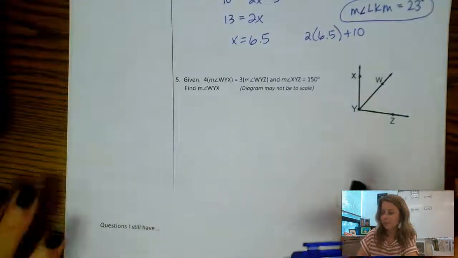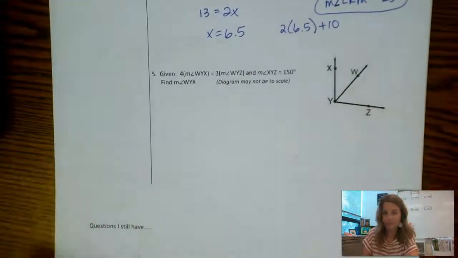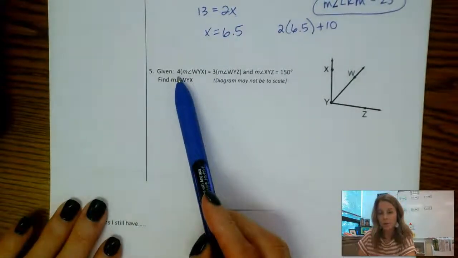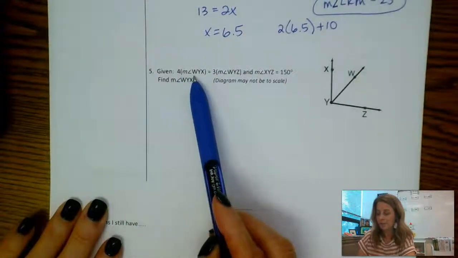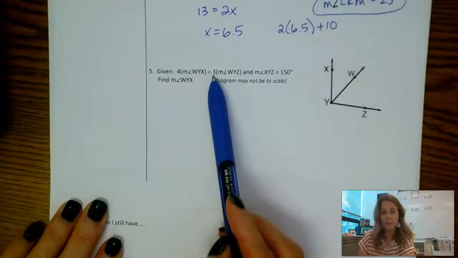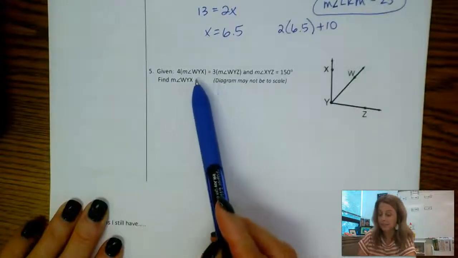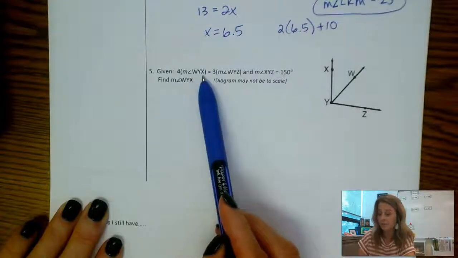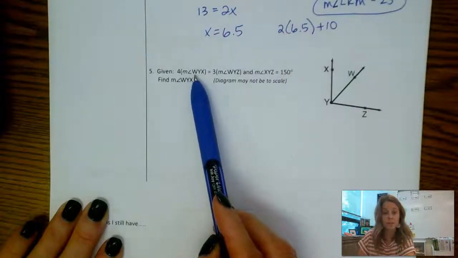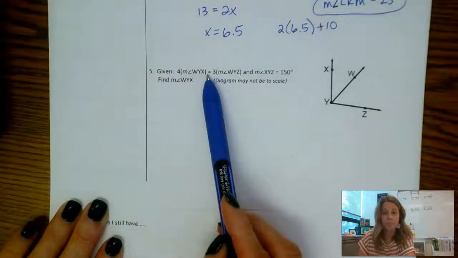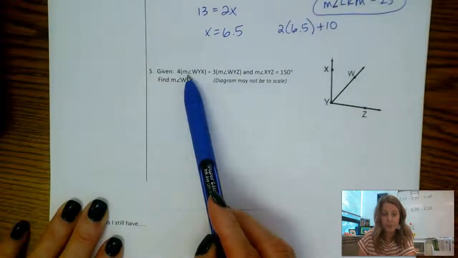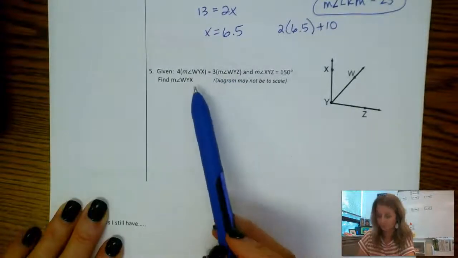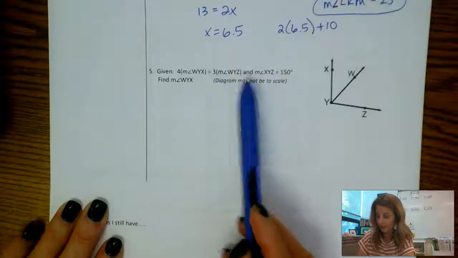All right, let's take a look at number 5 here. Number 5 says that given 4 times the measure of wyx equals 3 times the measure of wyz. So that's another way of writing, if you take the measure of wyx and multiply by 4, it's equivalent to wyz times 3. All right, so we've got that going on.